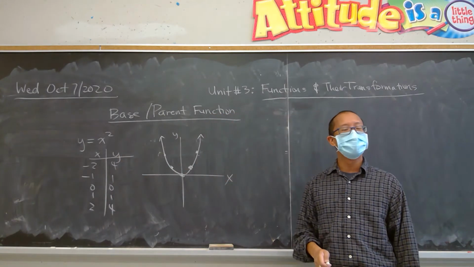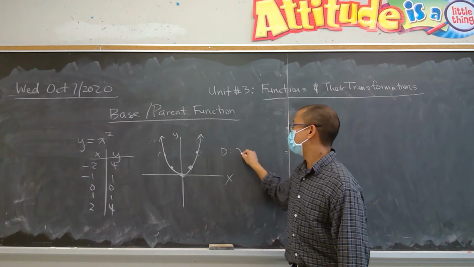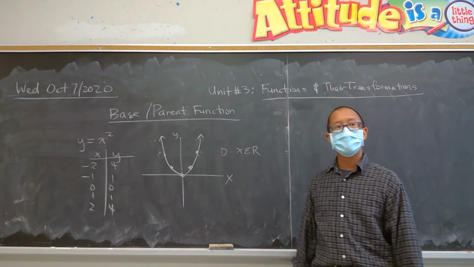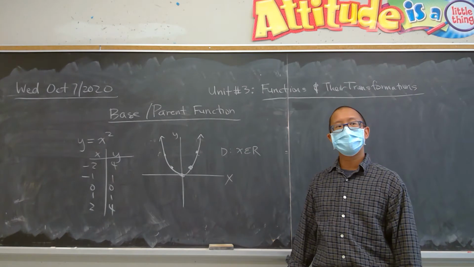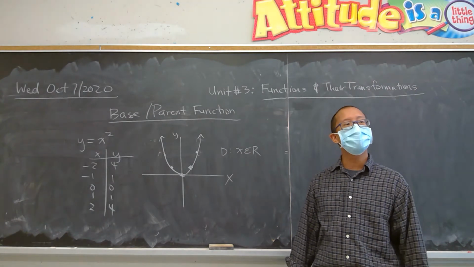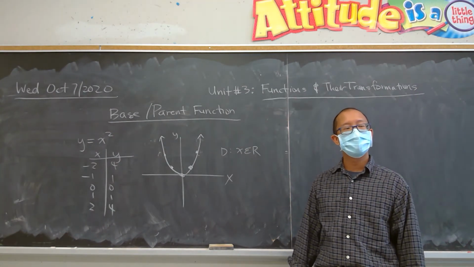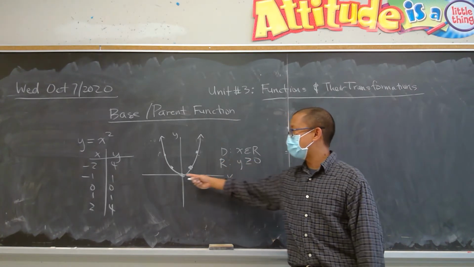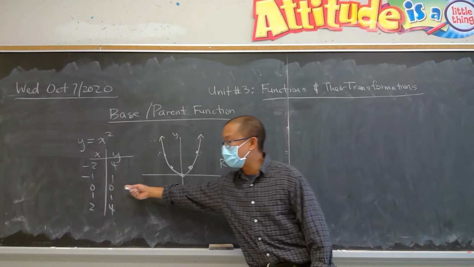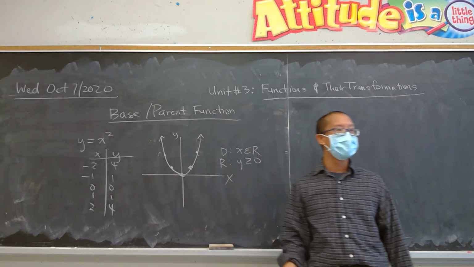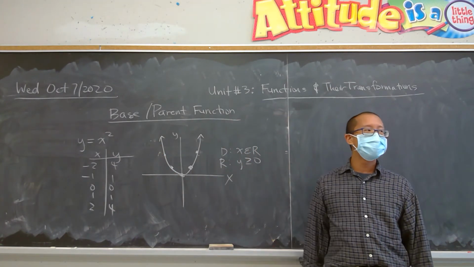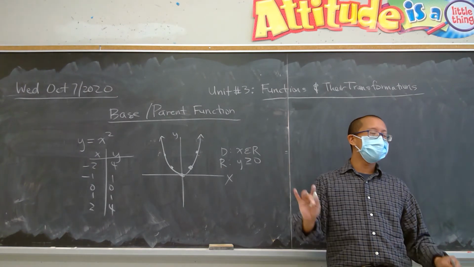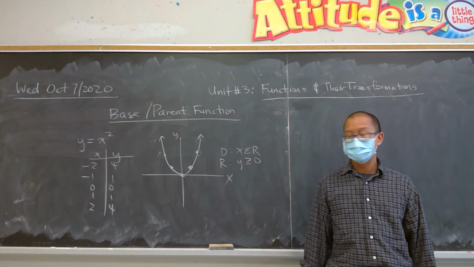Any volunteer? Maria? X, any real number, and then y greater than 0. Close, so close. Want to clean that up? Greater or equal to 0. Nice. Because it actually is touching at 0, right? Because it is 0, 0, right? So a lot of you understand that. Everyone okay? Pretty easy. So we have to first establish the parent functions.